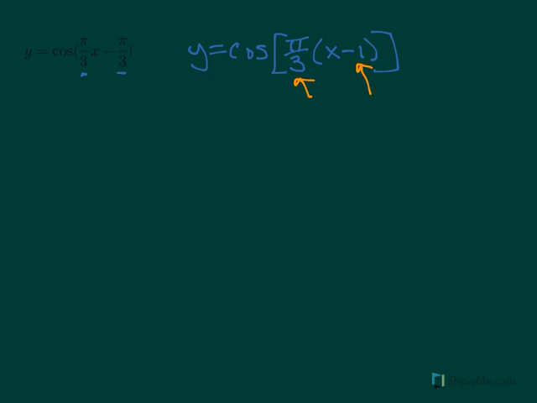So here's the equation with our b value factored off. We factored off the pi over 3 on both terms. So the b value is pi over 3, the c value is 1, so let's find our new period. We know the period is going to be 2 pi divided by the b value. In this case, the b value is pi over 3.